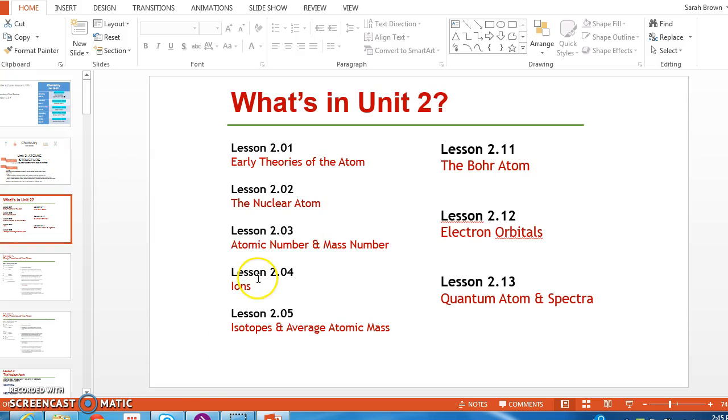So what's in Unit 2? All of these are in Unit 2 right here. Lesson 2.01, Early Theories of the Atom, the Nuclear Atom, Atomic Number and Mass Number, Ions, Isotopes and Average Atomic Mass, the Bohr Atom, Electron Orbitals, Quantum Atom, and Spectra. So that is what we will be going over today in our review.